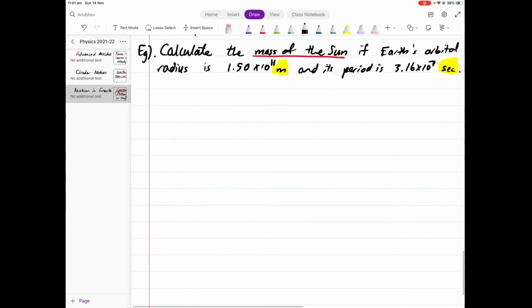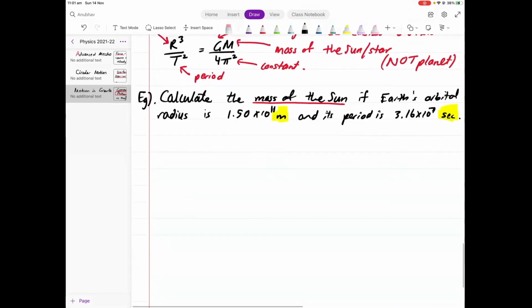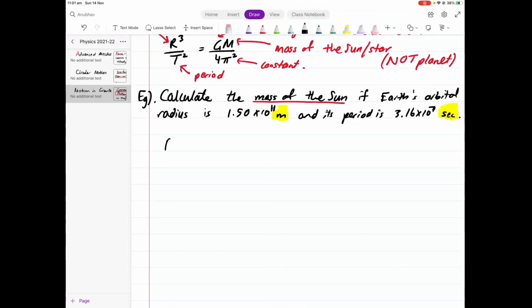Let's do this. Okay, so the hardest thing about this is getting the formula right and rearranging it. So we've got r cubed on t squared equals GM on 4 pi squared. That's the formula. Always rearrange before subbing in. I can't stress this enough. With Kepler's laws, if you were to sub things in, things are going to go wrong. Always rearrange first. If you want to make mass the subject, you have to multiply by 4 pi squared and divide by G. That's the way it works.